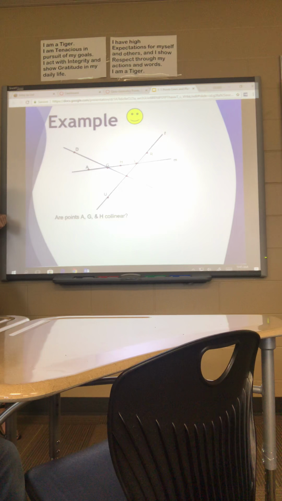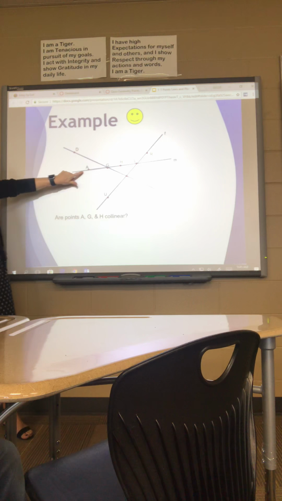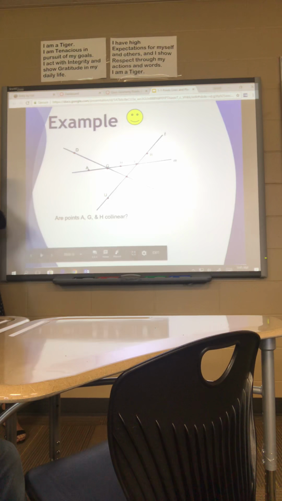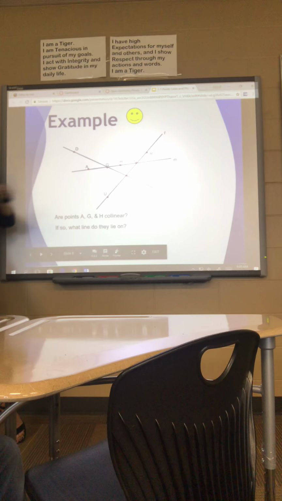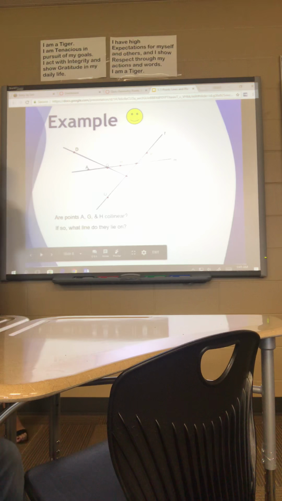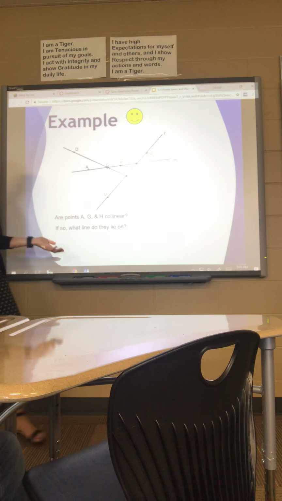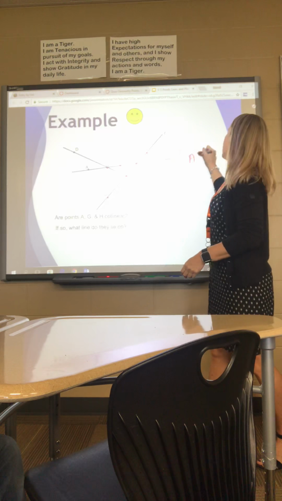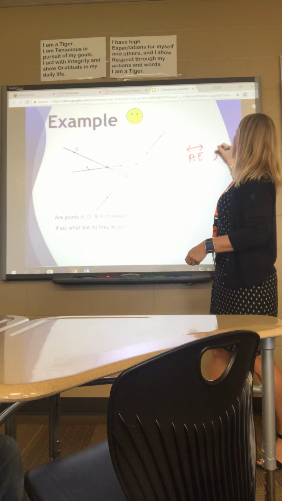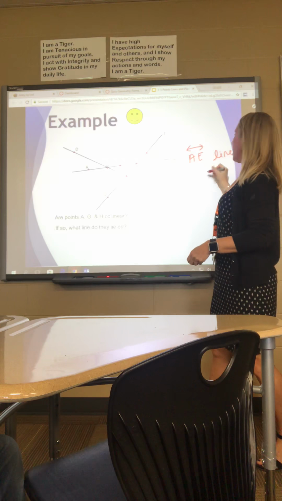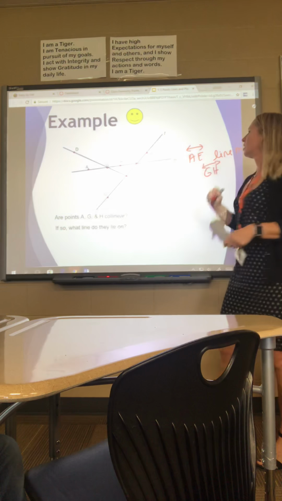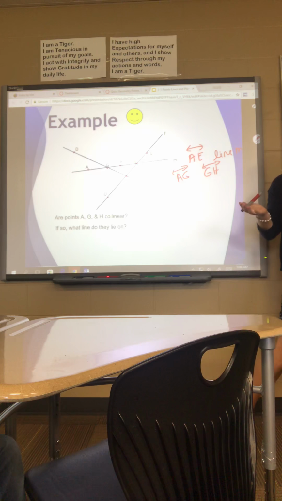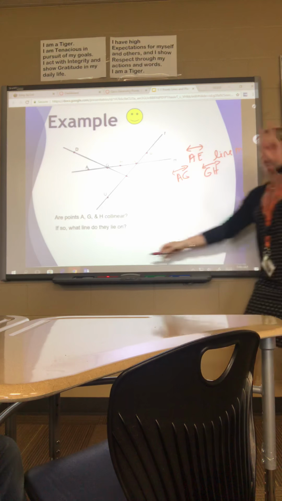Okay, let's look at this. Are points A, G, and H collinear? Yes. Okay, good. How could I name that line that they're collinear on? Line M. What's another way? Line AE. You have to put the arrows above it. Line M. I could name it GH, AG, AH. Does that make sense? But just 2 points.